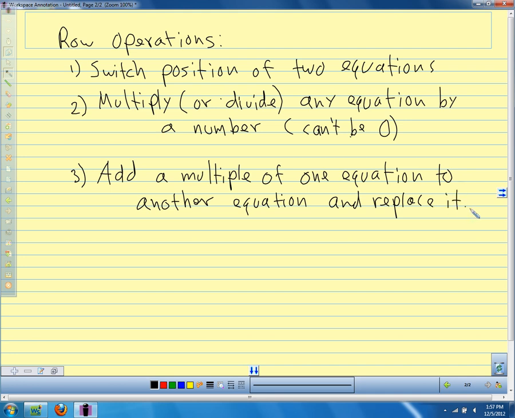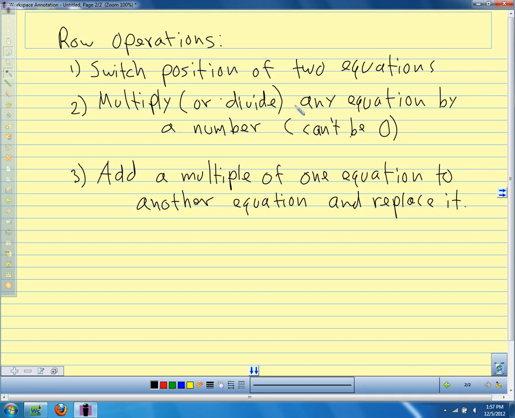So I'm just going to say replace it. So that's what we did when we solved the 2 by 2 system, when we multiplied one equation by a number and added the two equations together, and we got y equals 7. That is what we were doing. That's this row operation. We replaced the second equation by y equals 7.